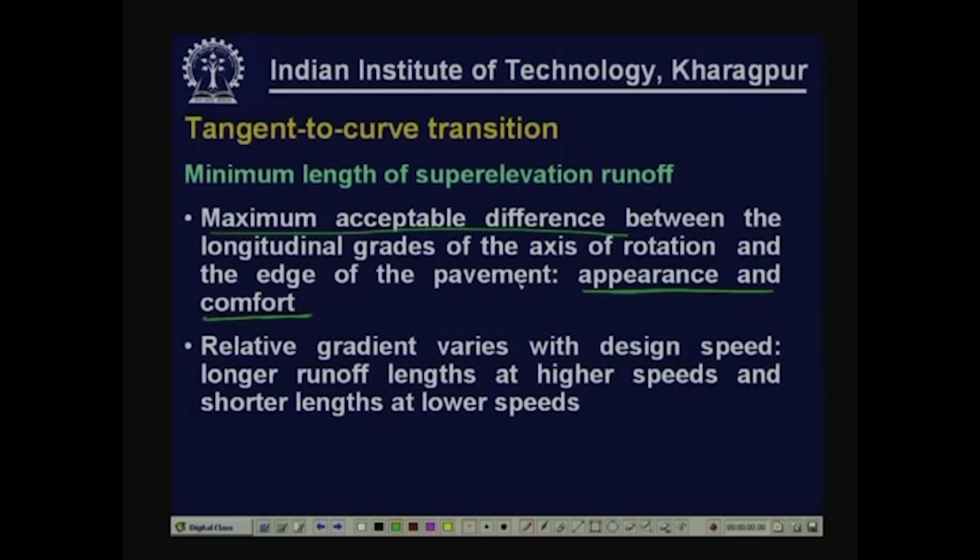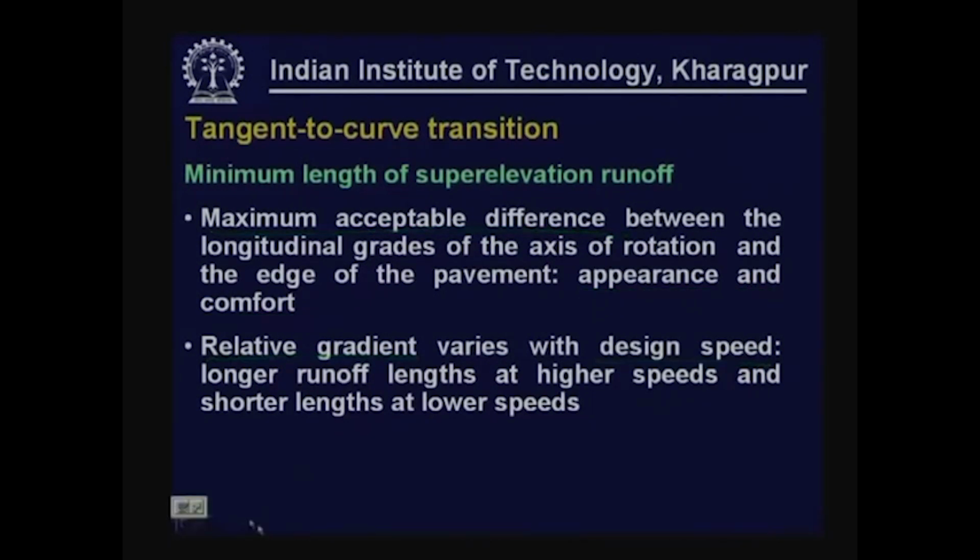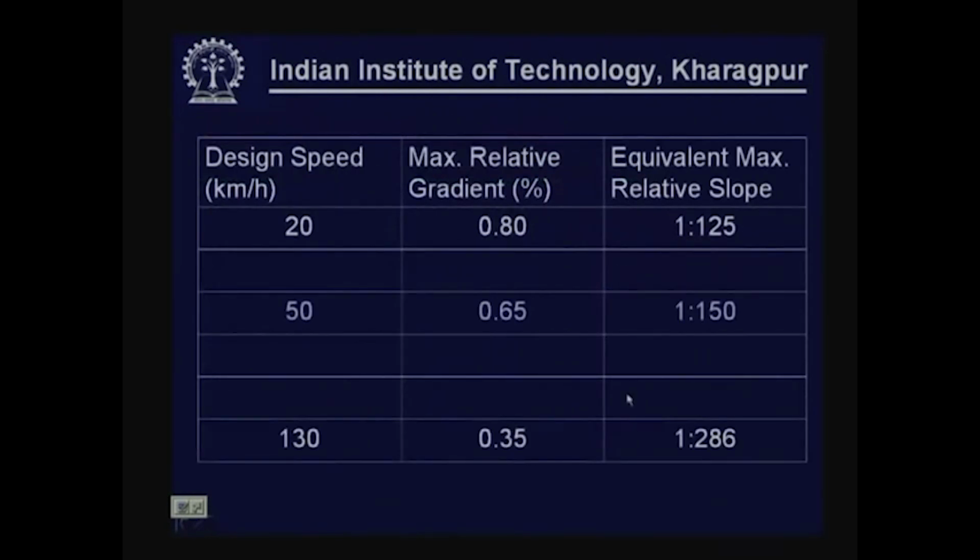Now, in IRC, a single value was recommended for a given terrain condition. It was 1 in 150. In this case, there are two recommendations. The relative gradient is recognized as a function of design speed. So, it is not the same rate or same relative gradient that is used. This relative gradient varies with design speed to provide longer runoff lengths at higher speed and shorter lengths at lower speed. So, relative gradient is not a fixed quantity; it is a function of the design speed. Accordingly, different values of relative gradients have been suggested in the AASHTO guideline.